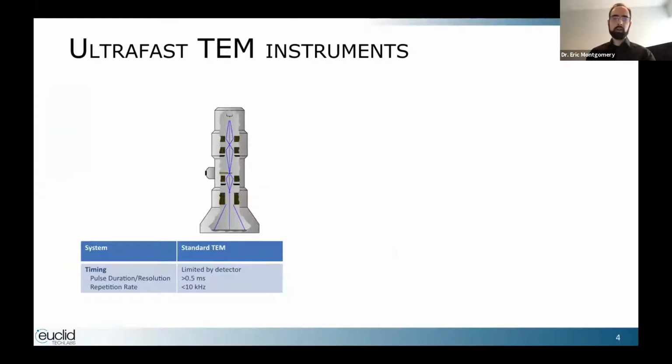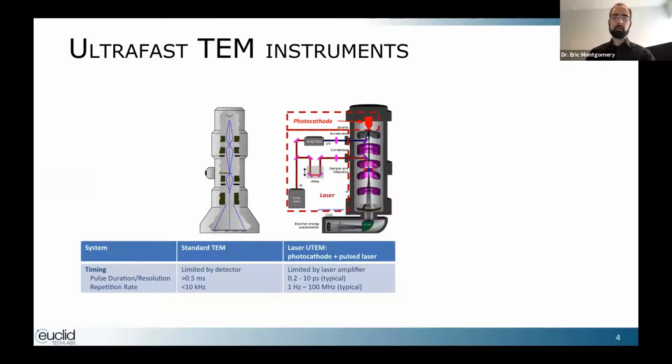Standard TEM, as we well know, is not ultrafast. Its timing is limited by the detector. Even the best detectors cap out at sub-millisecond resolution. The laser UTEM can certainly achieve femtosecond resolution. 50 femtoseconds isn't unheard of for a laser pump, but that pulse is convoluted with the response time of the photocathode, resulting in an electron pulse closer to 200 femtoseconds or higher. Picoseconds would be typical, and the repetition rate widely tunable.